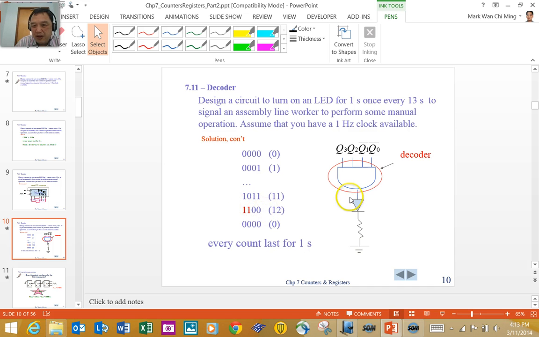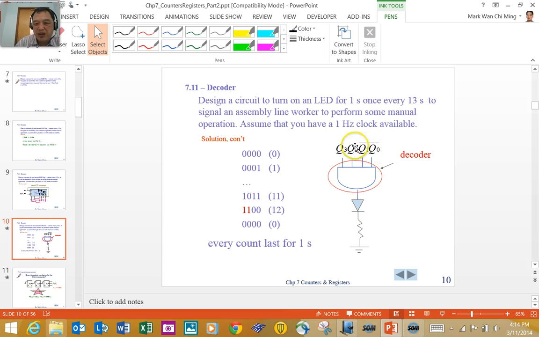When they count to 12, you go and turn on the LED, right? Because from 12 to 0, the time it takes for 12 to change to 0 is 1 second. So when they hit 12, you turn on the LED, and it will hit 0, right? So the time it takes will be 1 second. When it hits 0, 0, 0, it will go back to 0 to 12. When it hits 12, it goes back to 0, and so on.